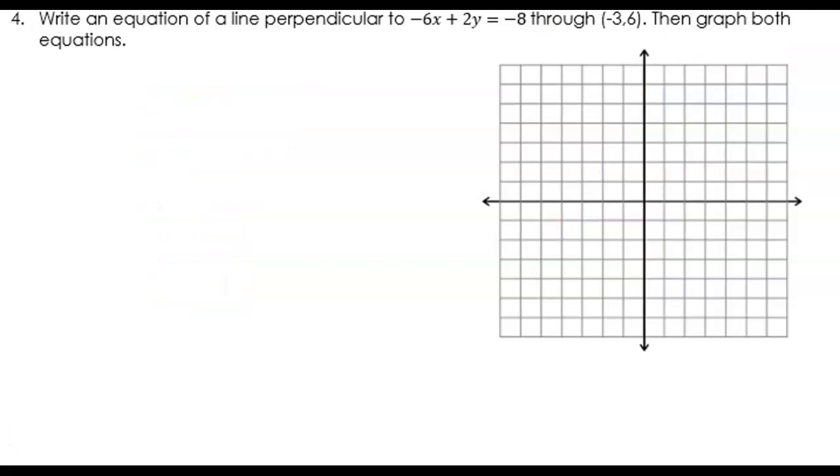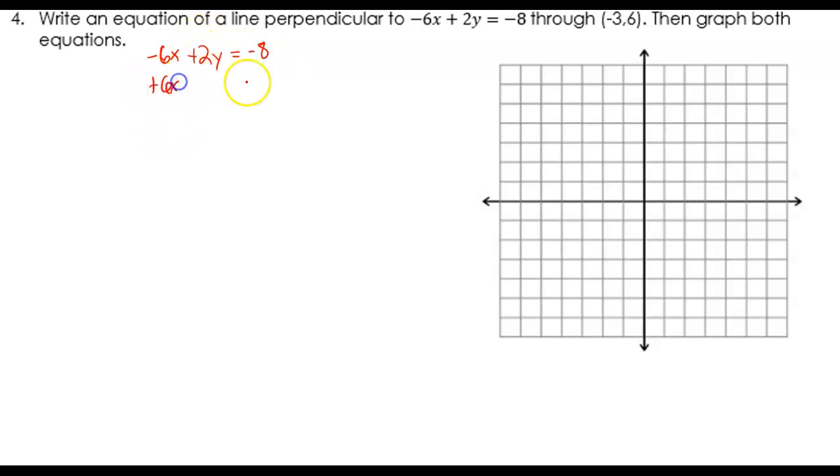So for number 4, we were asked to write the perpendicular line of negative 6x plus 2y equals negative 8 through the point negative 3 comma 6. So this one is not in slope-intercept form, so I don't know what the slope is. I can't use point-slope form yet. So I am going to convert this into a slope-intercept equation. That just means I'm going to put everything but y on the right side. And I'm going to do that through inverse operations.